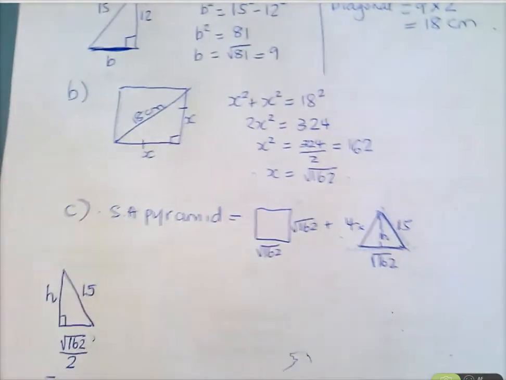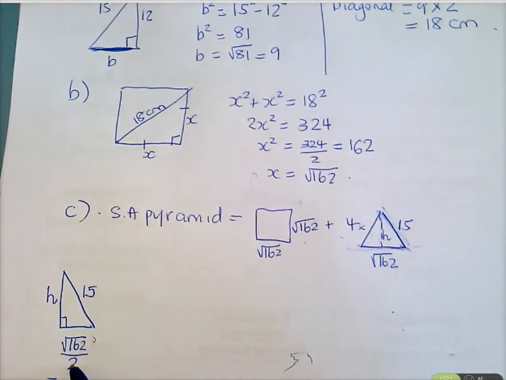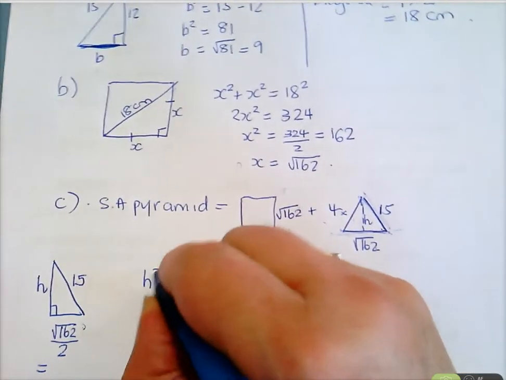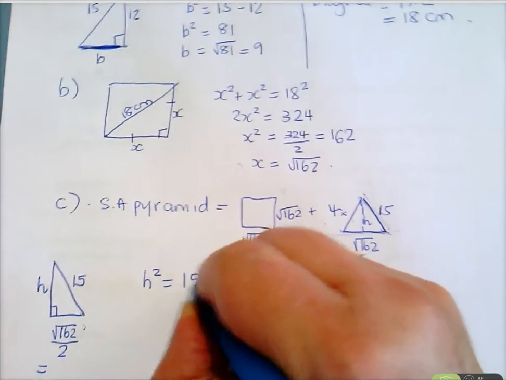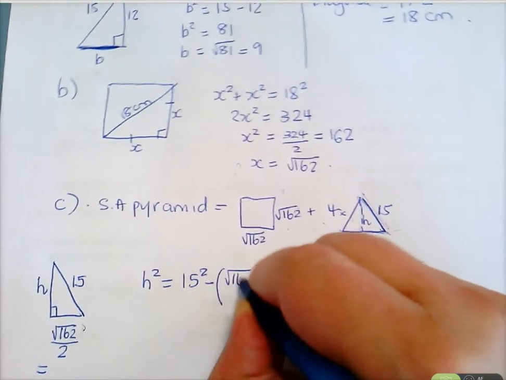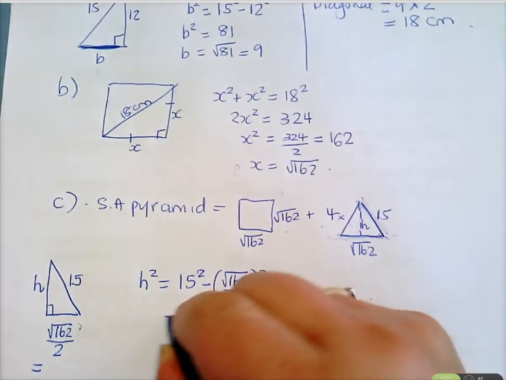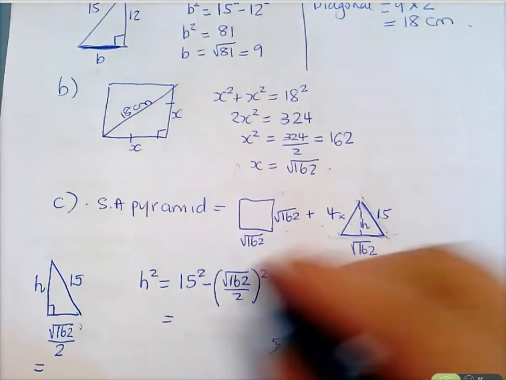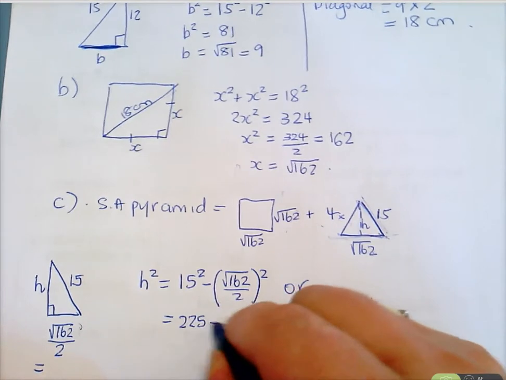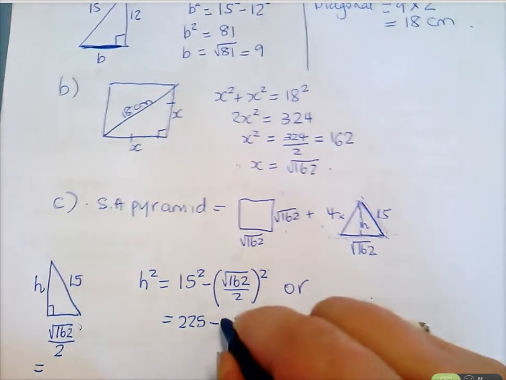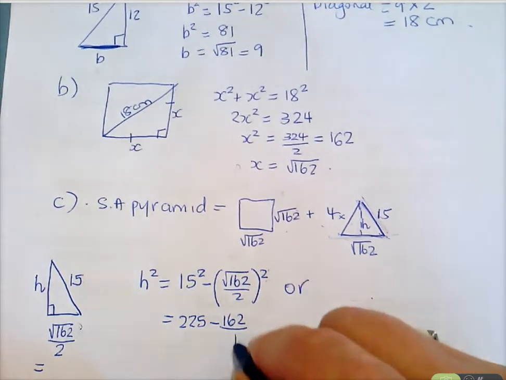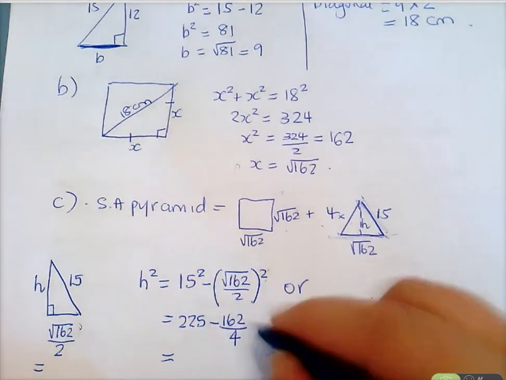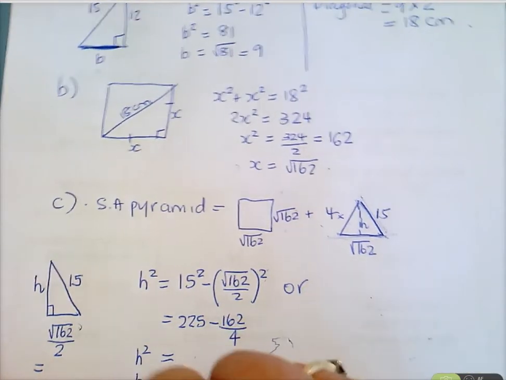Yeah, no, use at least 3 if you're going to. Give me 3 decimal places here if you want. Has anyone got an answer? I'll do it both ways. So h squared is, isn't it 15 squared minus the square root of 162 over 2 squared? You can do it that way if you want. So it's 225 minus square root of 162 squared is 162. 2 squared is 4. What does that equal? What's the whole answer? H squared is whatever h is.